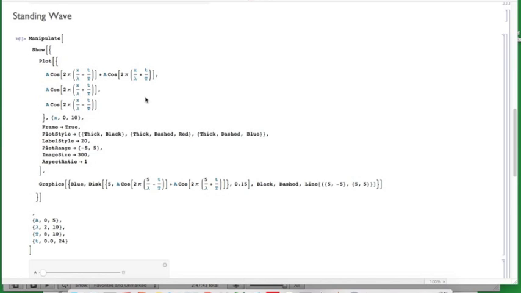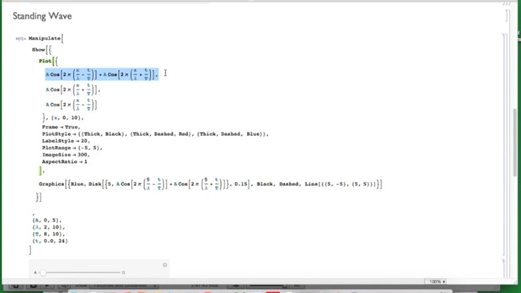Okay, so how are standing waves related to traveling waves? Well, it turns out that a standing wave is actually two traveling waves in disguise, which I'm going to show you in a minute. For now, here's some code that produces a standing wave, but it does it by animating two traveling waves. This is just proof of concept.